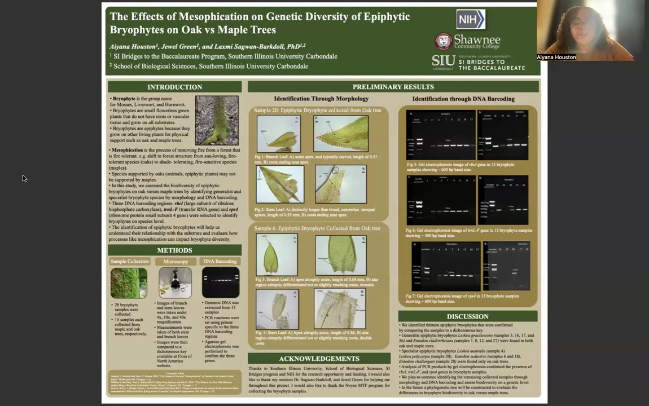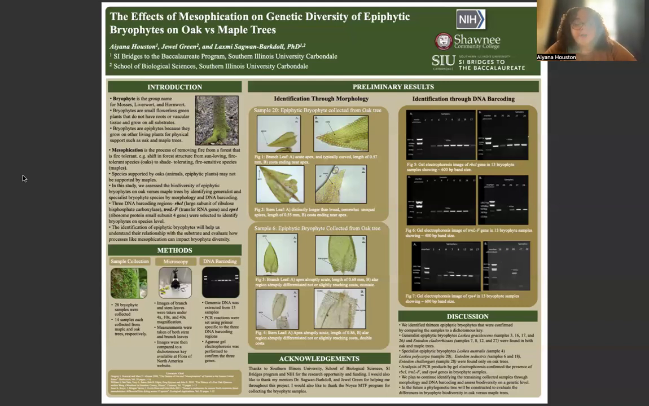So the identification of epiphytic bryophytes will help us understand the relationship with the substrate and evaluate how processes like mesophication can impact bryophyte biodiversity. We had 28 samples collected. 14 were from oak trees and the other 14 were from maple trees.